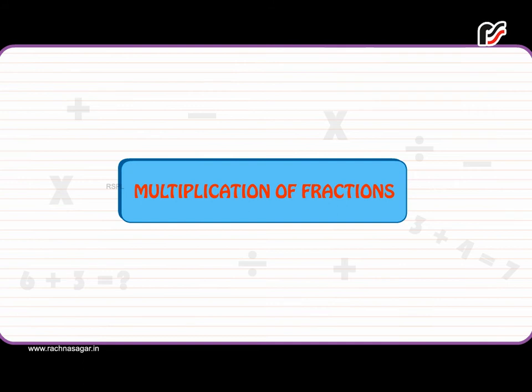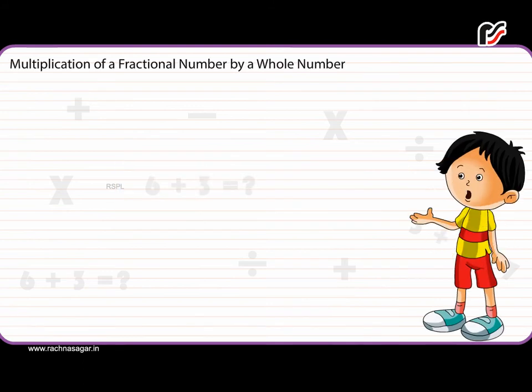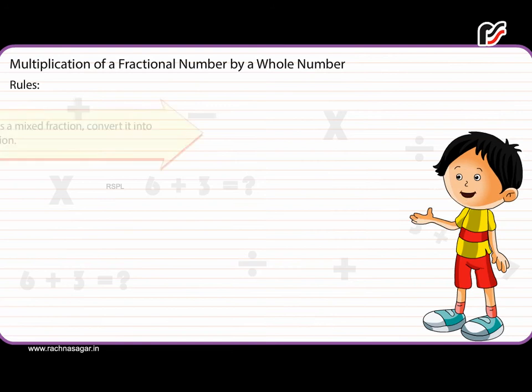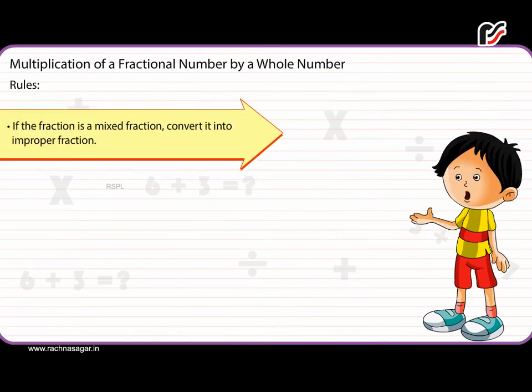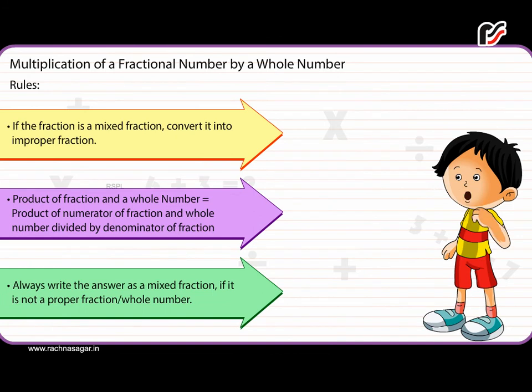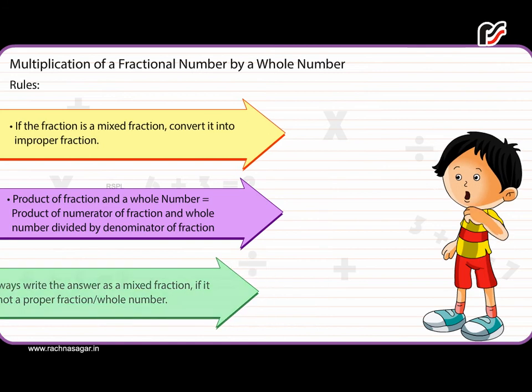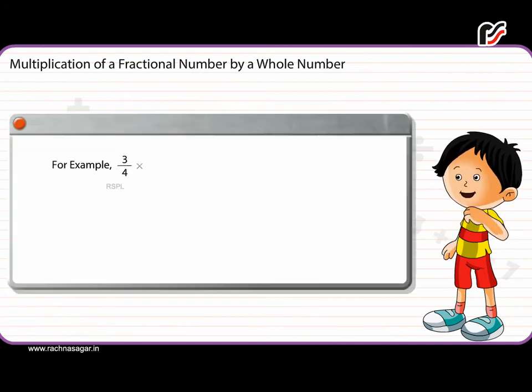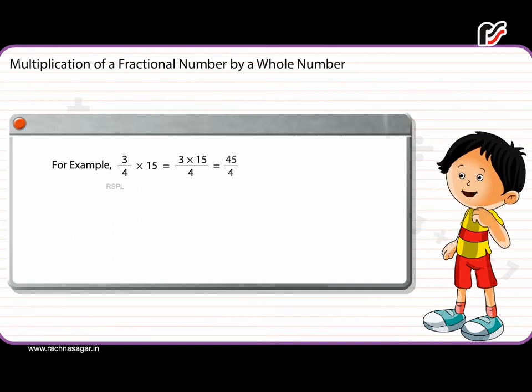Multiplication of fractions. Multiplication of a fractional number by a whole number. Rules. If the fraction is a mixed fraction, convert it into an improper fraction. Product of a fraction and a whole number is equal to the product of the numerator of the fraction and the whole number, divided by the denominator of the fraction. Always write the answer as a mixed fraction if it is not a proper fraction or whole number. For example, 3 by 4 multiplied by 15 is equal to 3 multiplied by 15 by 4, is equal to 45 by 4, is equal to 11 1 by 4.